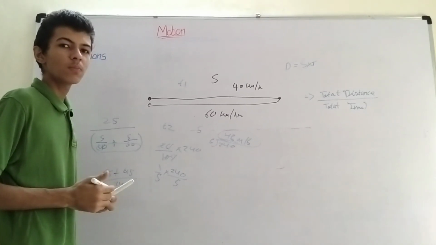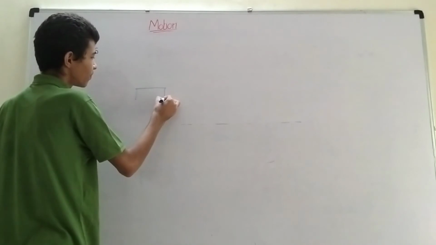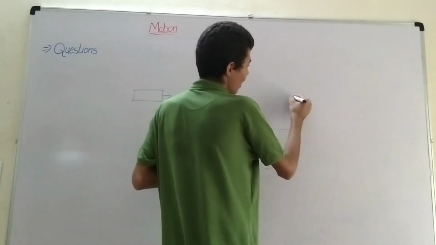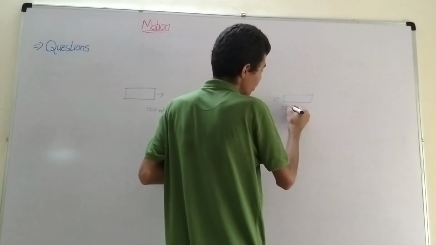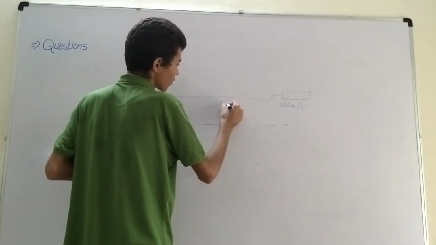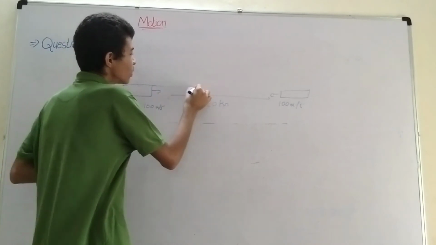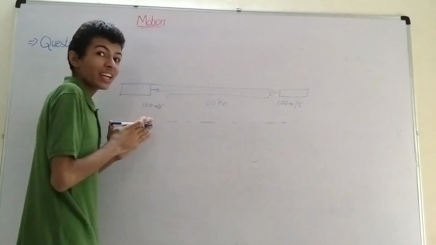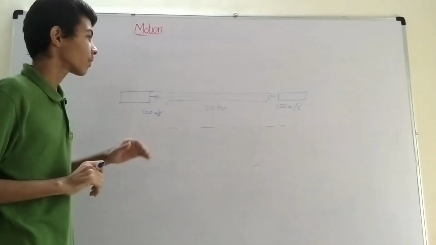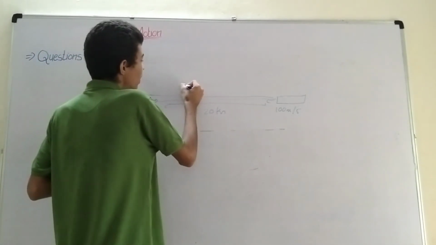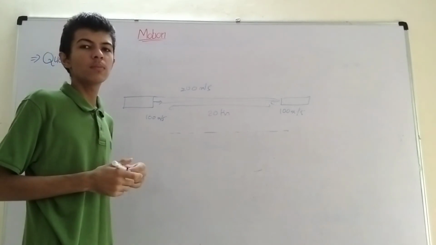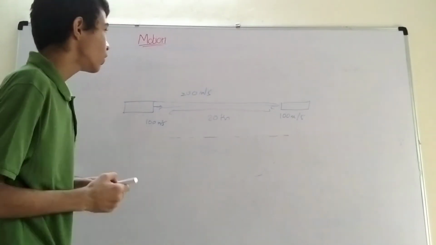So let's move to the next question. In this question we have a train which is moving in this direction with a speed of 100 meter per second, and here we have another train which is also moving with 100 meter per second, and the distance between the two trains is 20 kilometers. A gun was fired from train A, so the bullet bounces back between the two trains until the two trains collide. Can you tell me the distance traveled by the bullet if the speed of the bullet was 200 meters per second? So pause this video and give it a shot. So let's move to its solution.